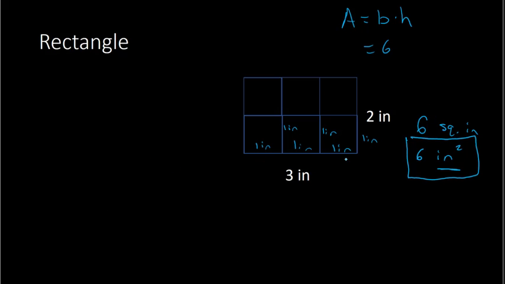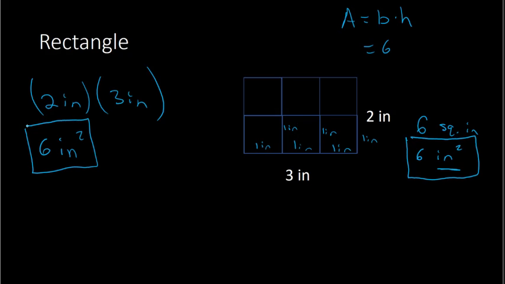Another way of thinking through the units is if you keep the units in there, so like the 2 inches and the 3 inches, to find the area, we multiply those together. Well, 2 times 3 is 6. And then if we keep the units, inches times inches, we now have inches squared. So that's another way to think through the rationale of the units being square inches or inches squared.